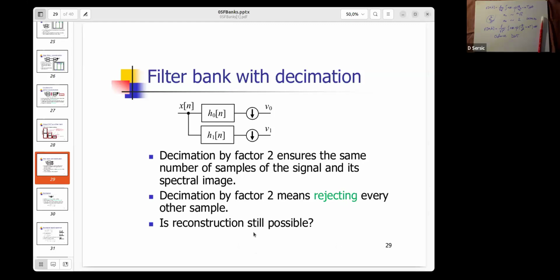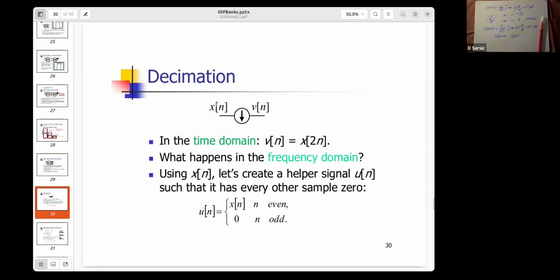Until now, everything was pretty simple, pretty obvious. We did not have to have any serious math. But right now, we have to analyze what happens if you decimate a signal. What does it mean in frequency domain? It means that V is equal to X, but only the even samples. So the question is, what happens in the frequency domain? In time domain, it was pretty simple.